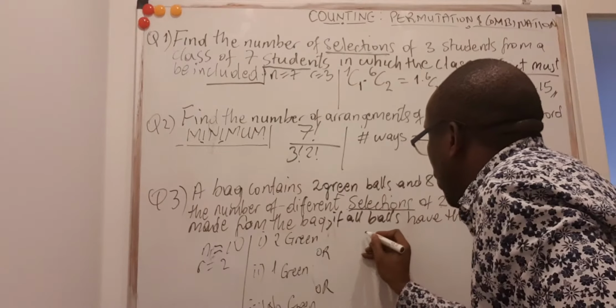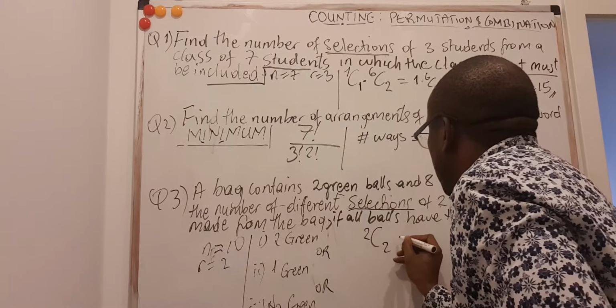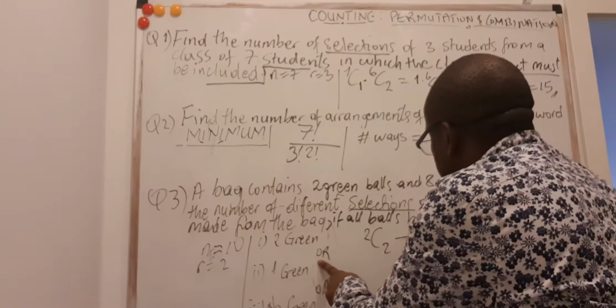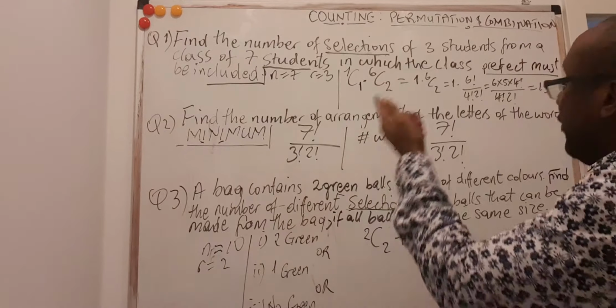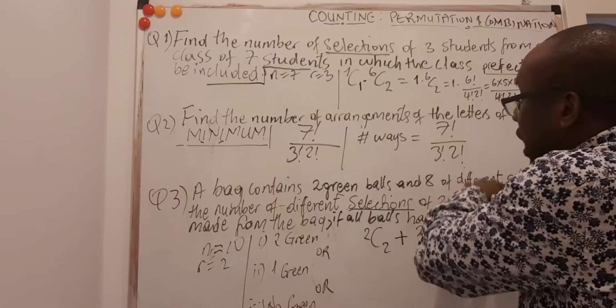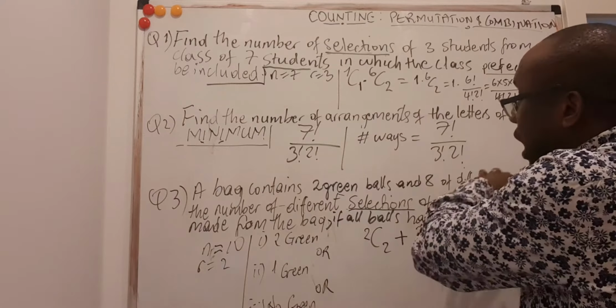If the two balls are green, that's simple. There are only two green balls, so we are going to choose 2. Or means plus. One is green. So we choose one from the two green balls and another one from the rest of the balls. They have to be another color, not green. So in that case, only 8 of them are left to choose from. I will choose one more. Or none of them is green. So we are going to just choose 2 from the 8.